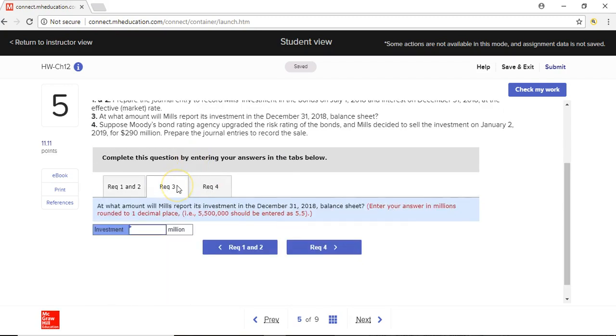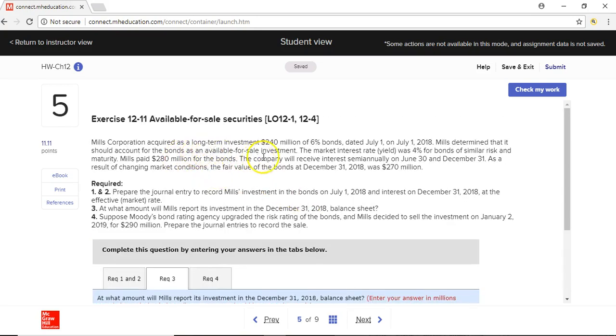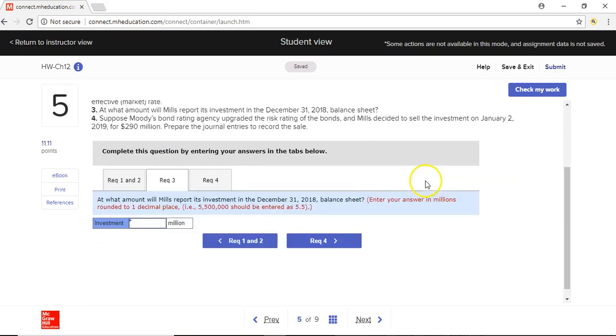The third requirement says to record the value at the end of December 31st, 2018 for these bonds. Because they are available-for-sale securities, we report them at fair value.